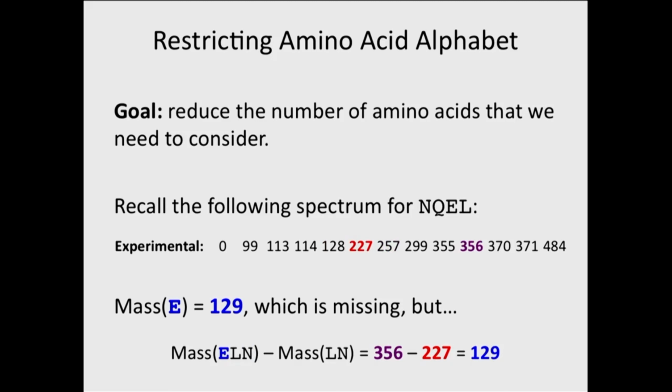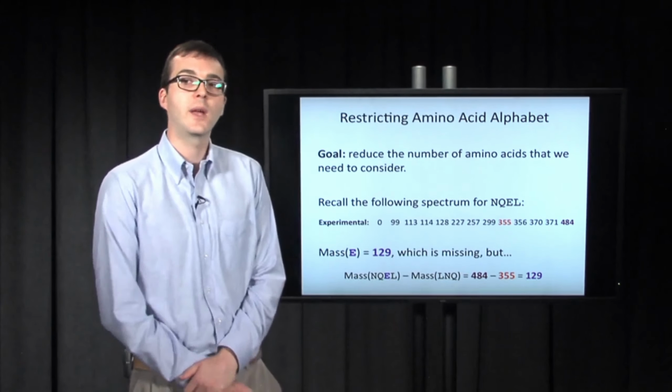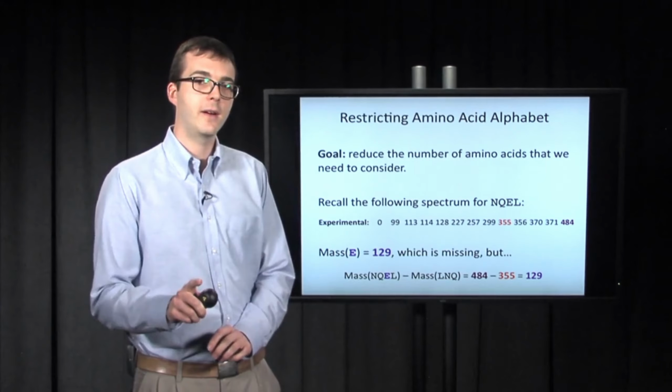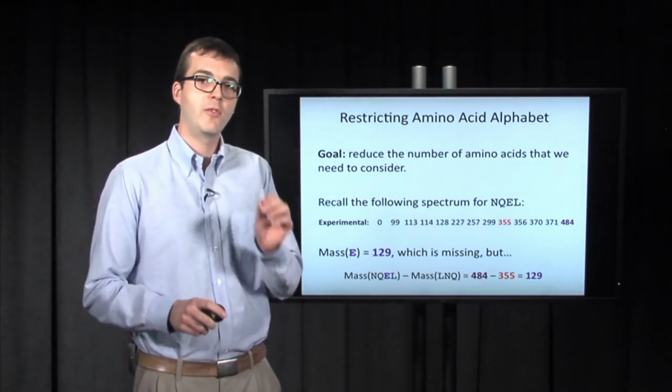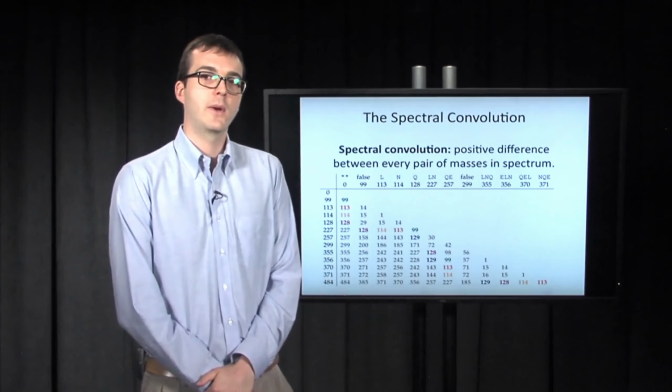ELN is another subpeptide of this cyclic peptide NQEL, as is LN. And we notice that the masses of these two are in the spectrum as well. We get 356 minus 227, and that gives us 129. We even get one more. The mass of the entire peptide is 484. And the mass of LNQ, the subpeptide that doesn't include E, is 355. And when we subtract those, we get 129. So 129 is still there, right? It may not be in the spectrum, but if we start subtracting masses that are in the spectrum, then we're going to get 3 occurrences of 129.